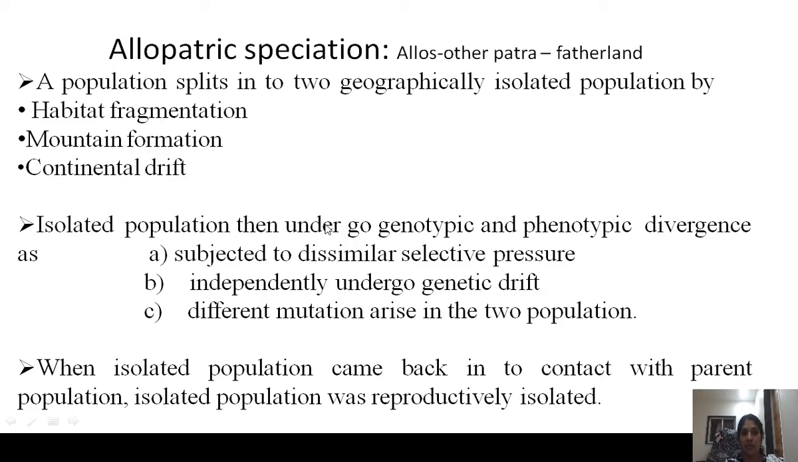So this isolated population then undergoes genotypic and phenotypic divergence due to selective pressure, genetic drift, and mutations. So what is divergence? Divergence is nothing but an evolutionary tendency or process in which animals or plants that descended from a common ancestor evolve into different forms when living under different conditions. So here, when the isolated population came back into contact with the parent population, the isolated population was reproductively isolated.